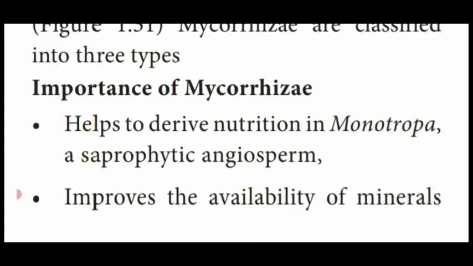Dear students, mycorrhizal fungi derive nutrition for Monotropa, a saprophytic angiosperm. So Monotropa is a saprophytic angiosperm which gets its nutrients this way. Then the fungi improve the availability of minerals and water to the plants. That means with the help of fungal hyphae, they absorb water and mineral salts from the soil and transport them to the plant region. Then it provides drought resistance to the plant.